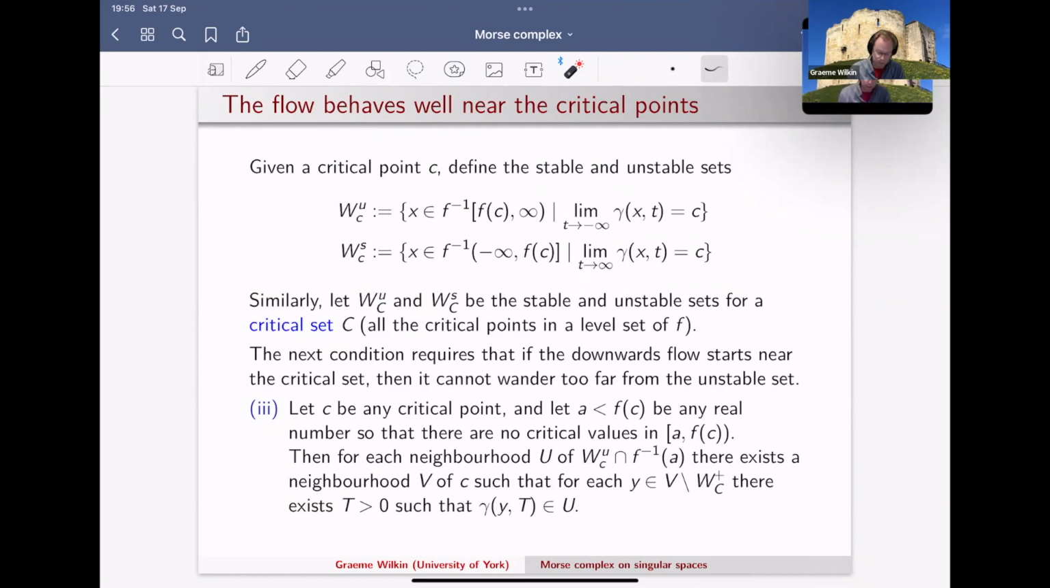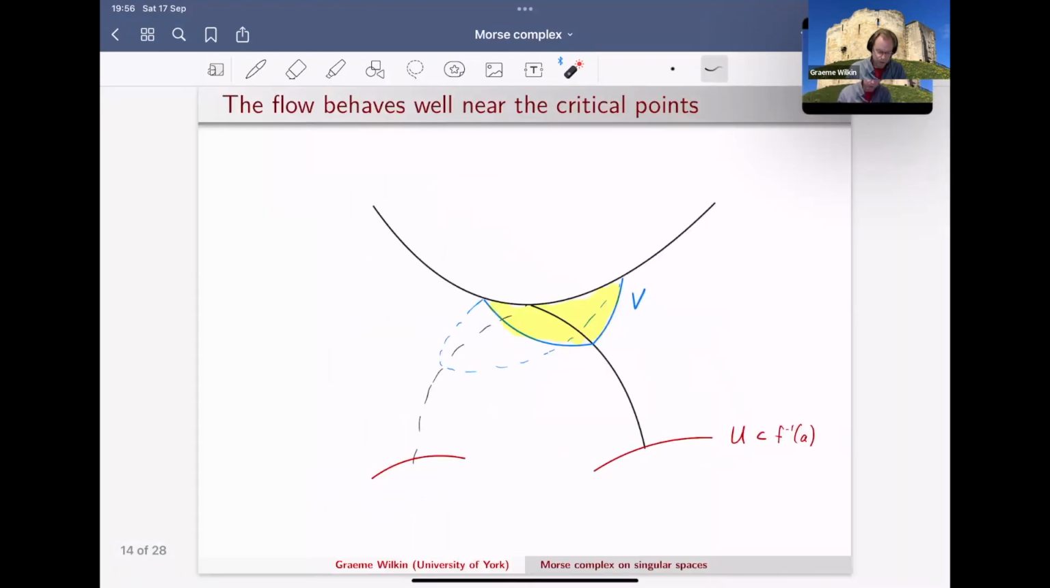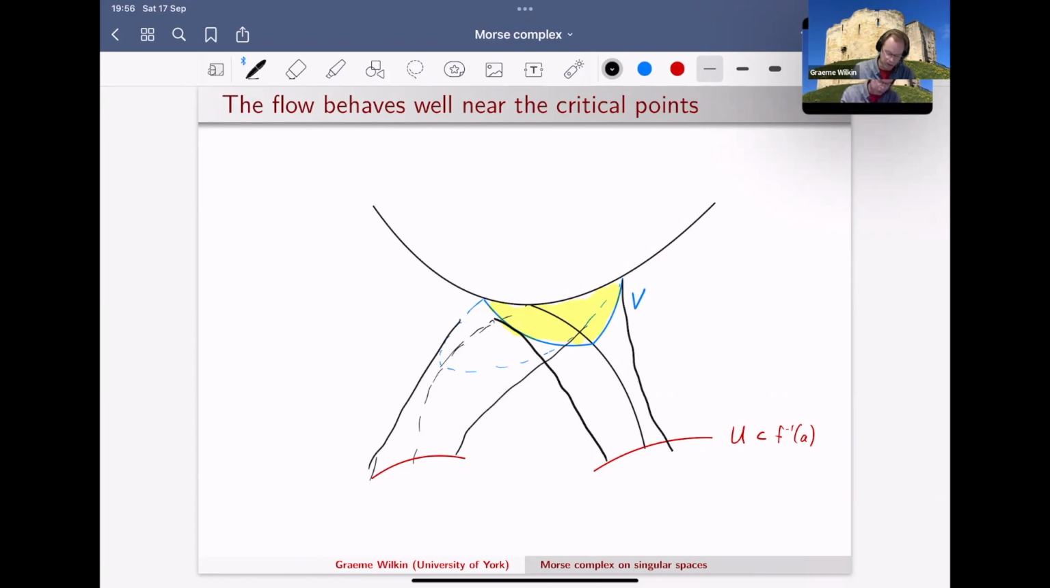So we have some conditions here. We pick some neighborhood of the unstable set down below the critical set. We have some neighborhood of a critical point. So in the picture here, this is the neighborhood of the critical point, which I've colored in yellow. This is the neighborhood inside the level set. And essentially what this condition says is that if we flow down, then we flow down into the, and over the back of the saddle point, the same thing happens as well. We flow into this set U.